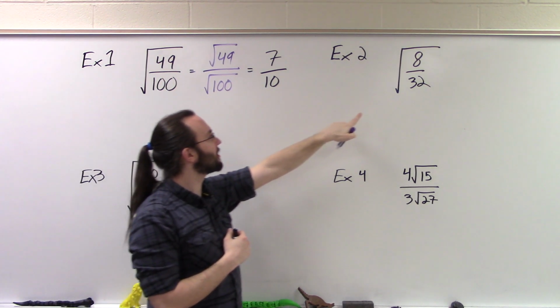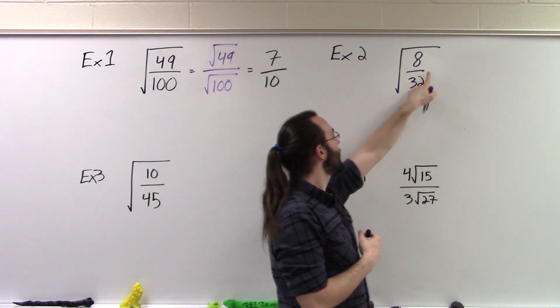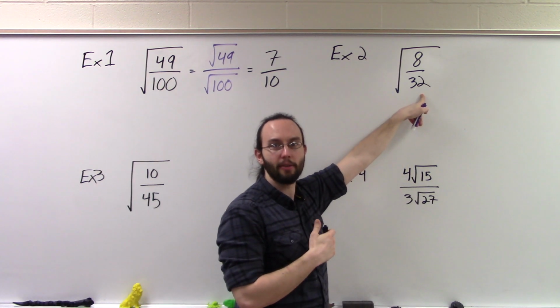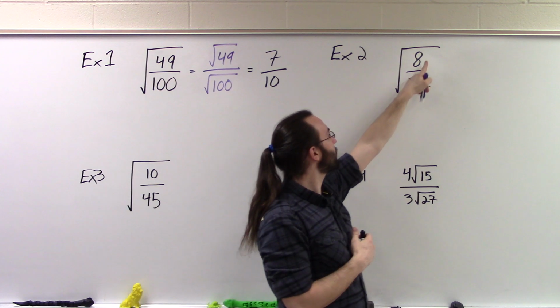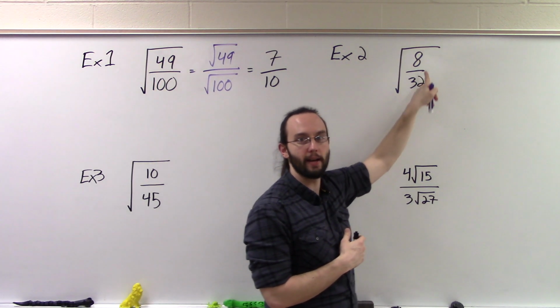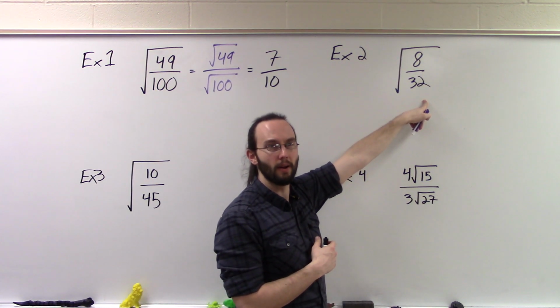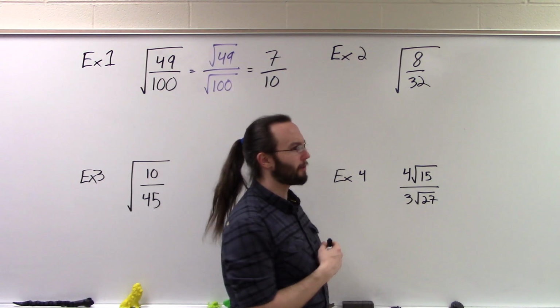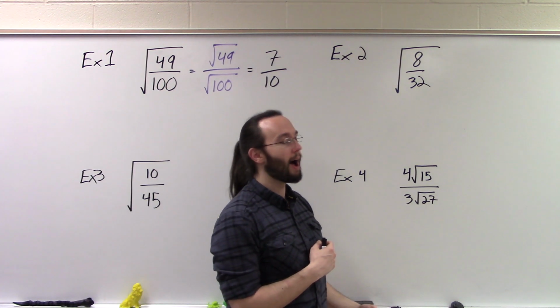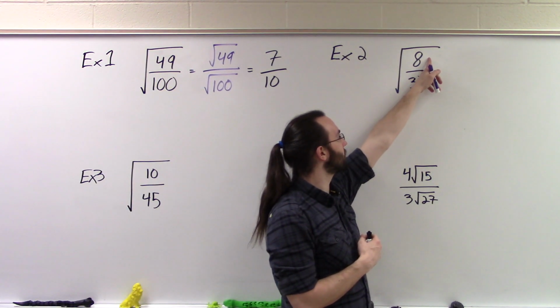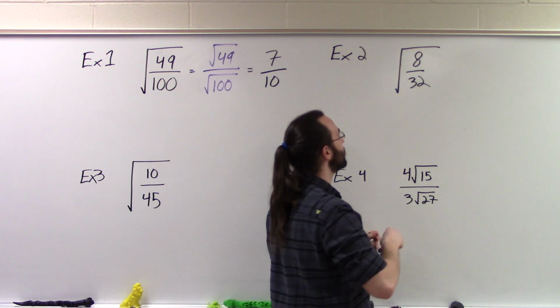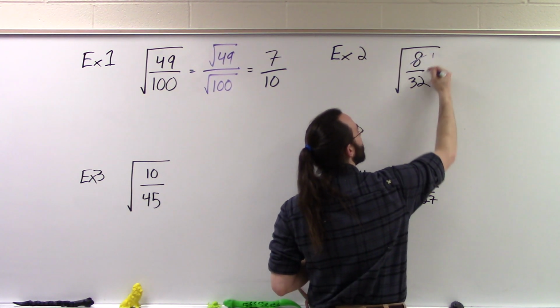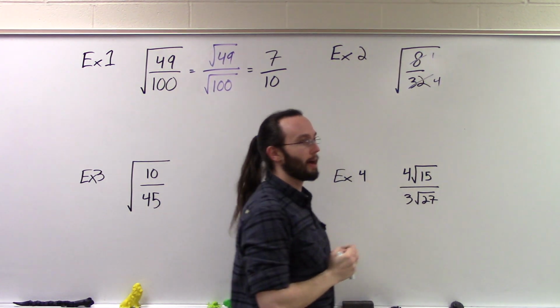If we jump over to something like example 2, though, 8 and 32, neither one of those are perfect squares. So if we immediately jump into thinking about this as a square root of 8 over the square root of 32, we're stuck having to simplify two radicals. I would rather think about this as a fraction, 8/32nds. 8 is a factor of 32. 8 goes into 32 4 times.